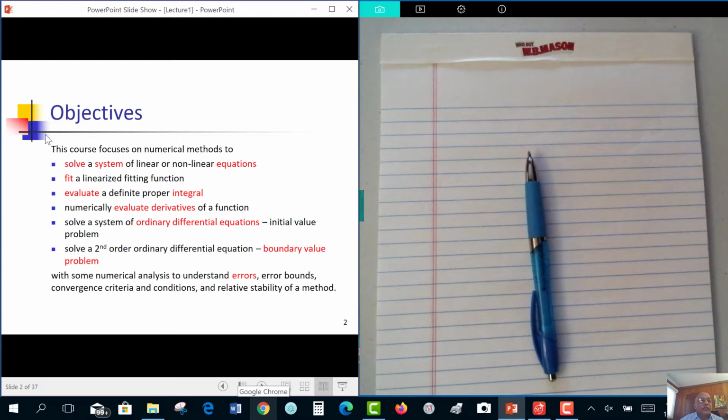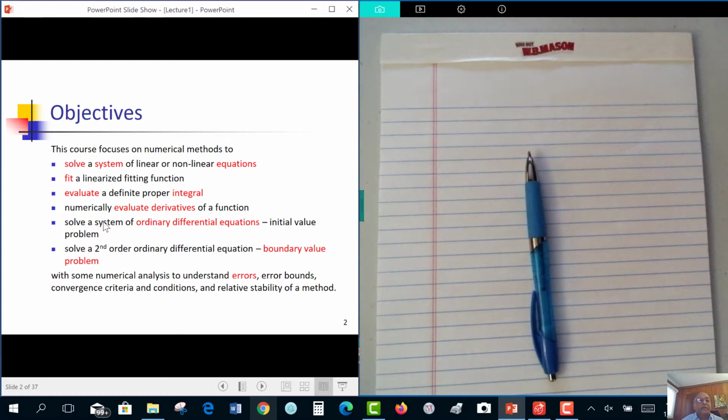The objective of the course: this course is going to focus on numerical methods to solve a system, meaning one or more linear or nonlinear equations. You will learn curve fitting, you will learn how to evaluate a definite integral, you will learn how to evaluate derivatives of a function. You will learn how to solve a system of ordinary differential equations, also called initial value problems. You will learn how to solve a second order ordinary differential equation, also called boundary value problem.